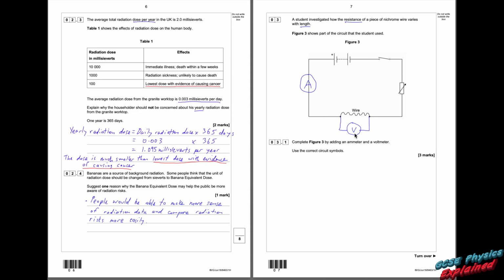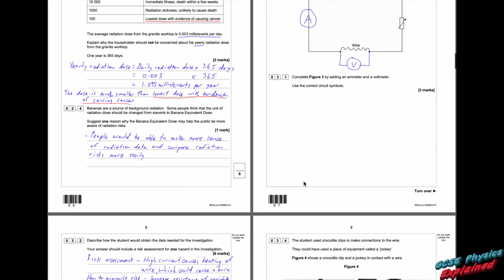And a voltmeter needs to be connected in parallel to the test wire. And it's just a circle with a V in. I've got a nice video to do with all the circuit diagrams, the circuit symbols, if you don't know what they are.